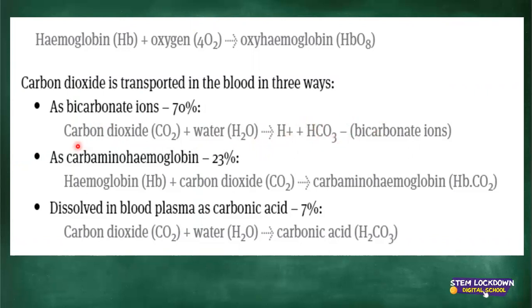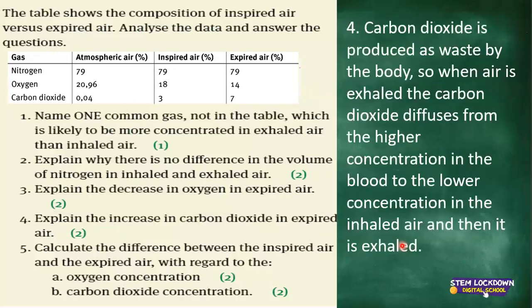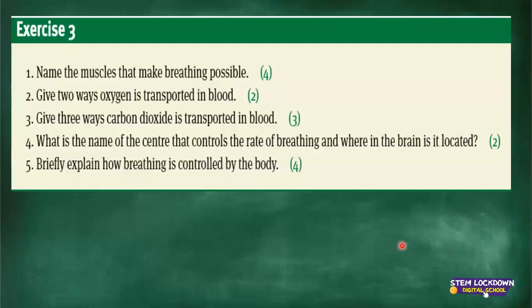or as carbaminohemoglobin, where hemoglobin plus carbon dioxide form carbaminohemoglobin, or when it's dissolved in blood plasma as carbonic acid. So you have carbon dioxide plus water, dissolving to give carbonic acid. Those are the 3 ways in which carbon dioxide is transported in the blood.